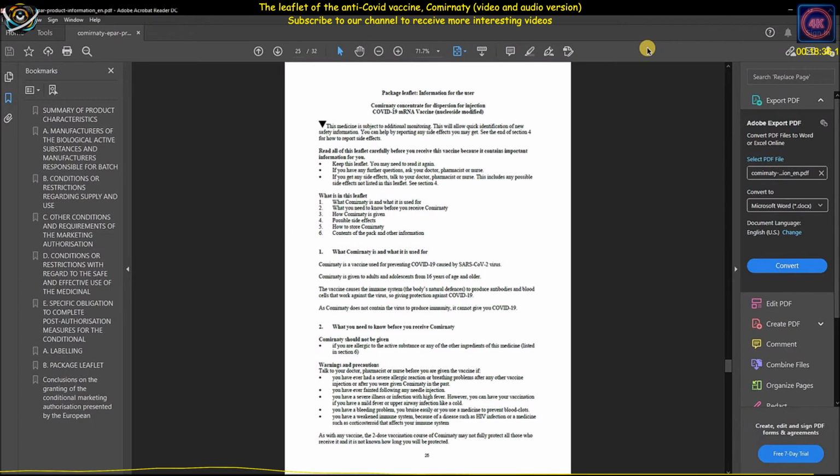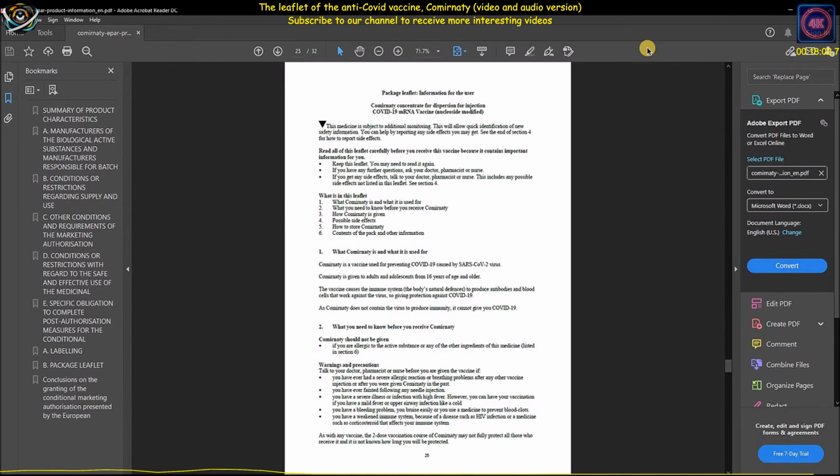1. What Comirnaty is and what it is used for. Comirnaty is a vaccine used for preventing COVID-19 caused by SARS-CoV-2 virus. Comirnaty is given to adults and adolescents from 16 years of age and older. The vaccine causes the immune system, the body's natural defenses, to produce antibodies and blood cells that work against the virus, so giving protection against COVID-19. As Comirnaty does not contain the virus to produce immunity, it cannot give you COVID-19.